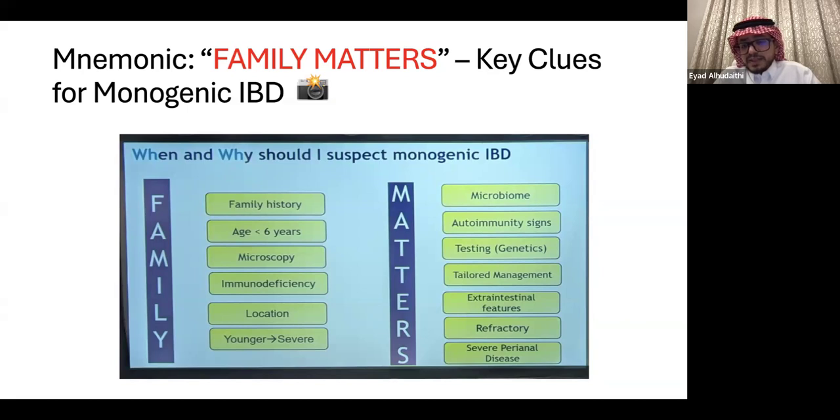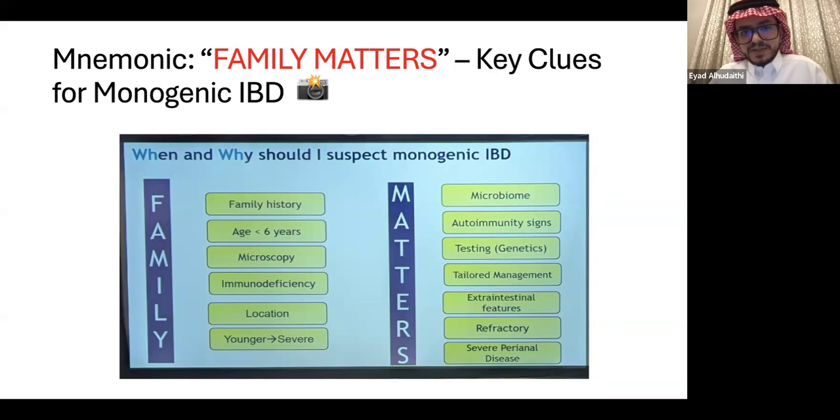For this issue, extraintestinal features like alopecia and dermatitis can raise the suspicion of monogenic IBD. And again, it's a refractory and hard to treat disease, and it also has severe perianal disease.